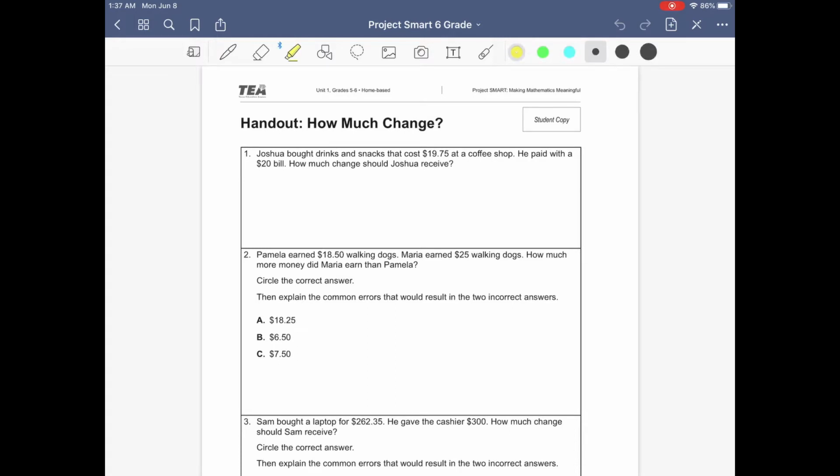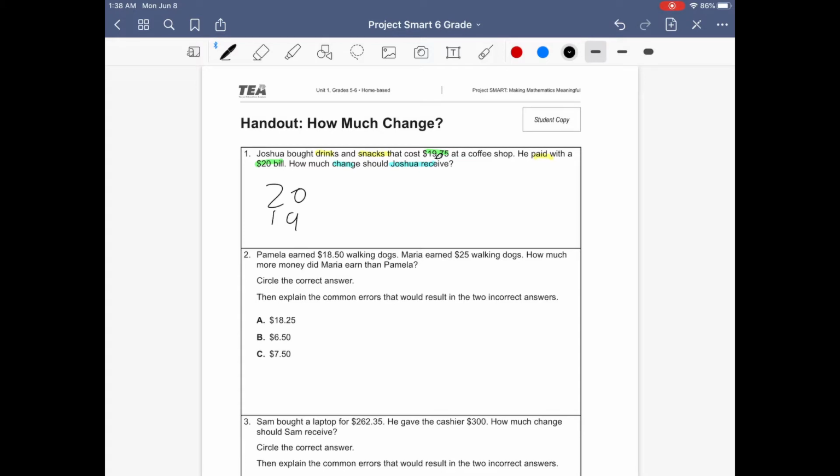So it says here, Josh bought drinks and snacks that cost $19.25 at a coffee shop, and he paid with a $20 bill. They want to know how much change Josh should receive. This should be very simple, and we're just working with decimals here, because they want to know the exact change he's going to get. So you would think it'd be easy to put 20 over 19, which is true.